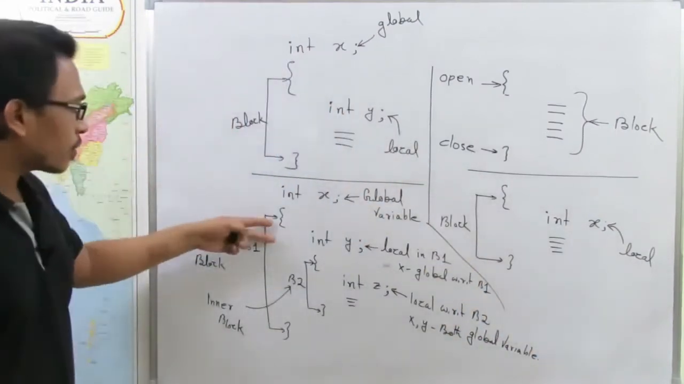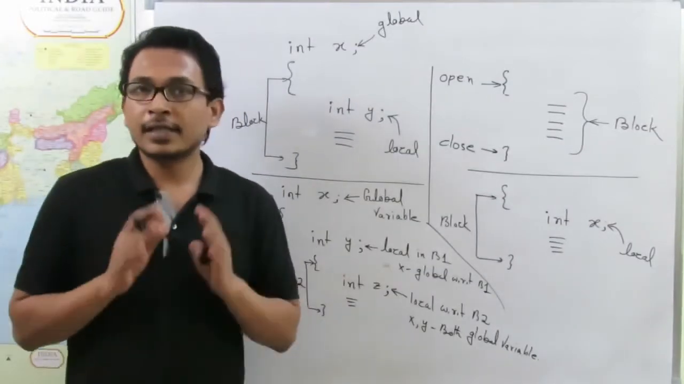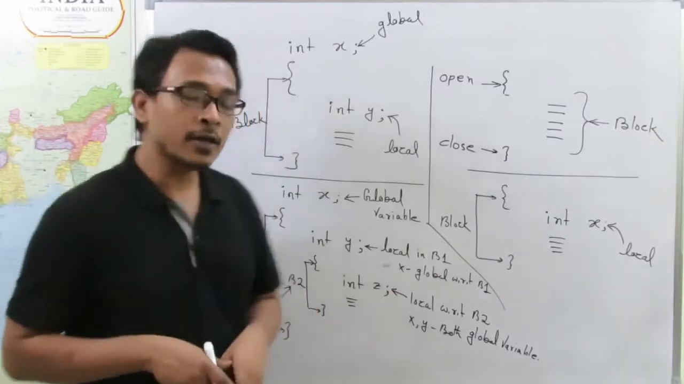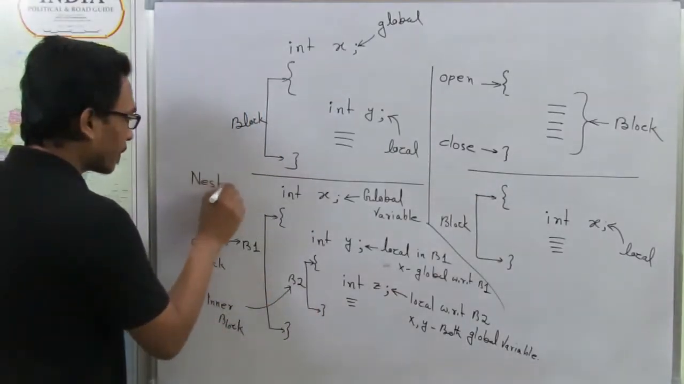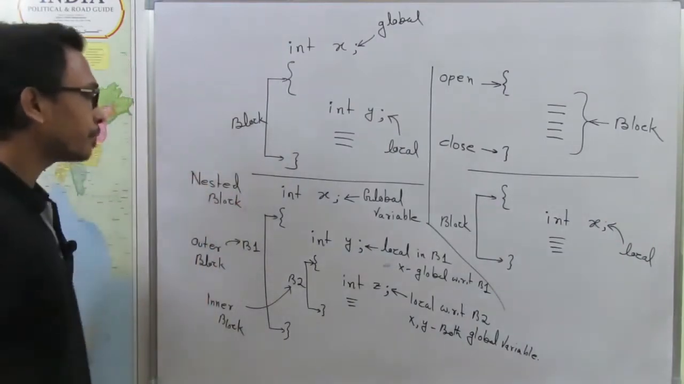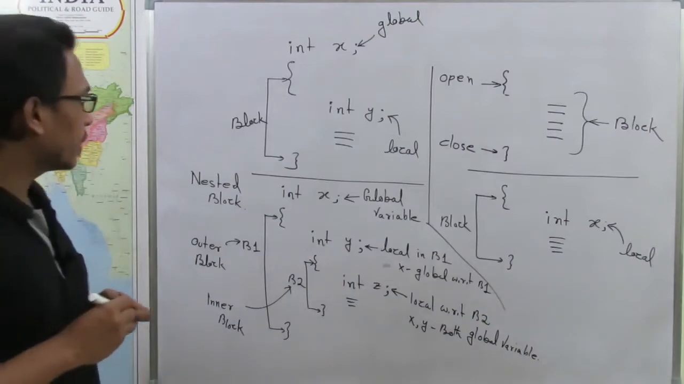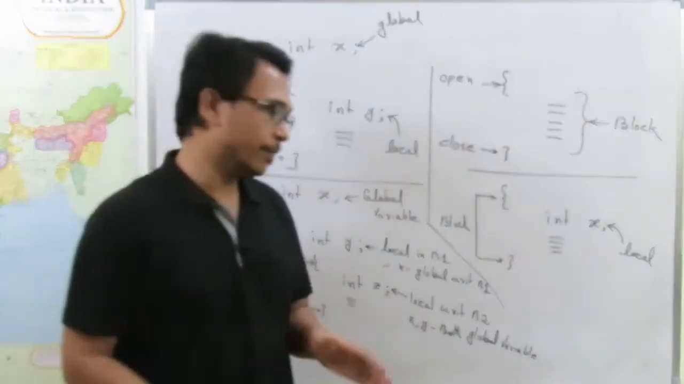Clear? Now this concept of block, where one block is defined inside some other block, is called a nested block. Clear? Now I hope you understood the concept of global variable and local variable.